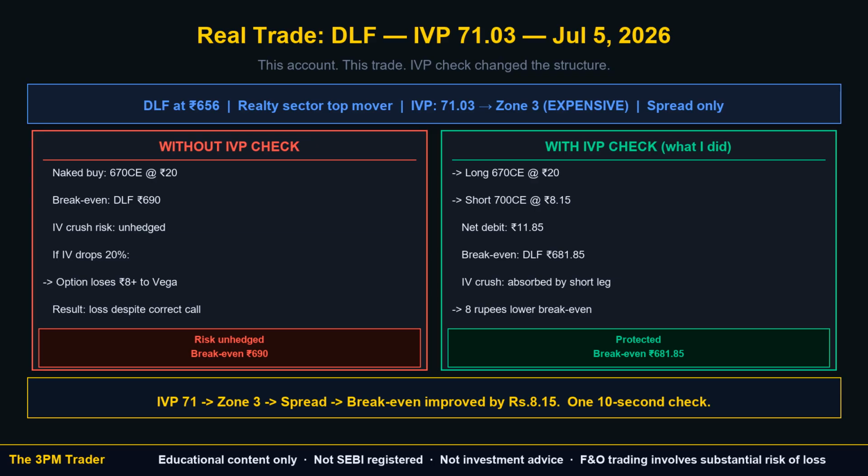I bought 670 call option at 20 rupees and sold 700 call option at 8.15. Net debit 11.85. What changed? Break even dropped from DLF 690 to DLF 681.85, 8 rupees lower. If IV had crushed 20% after entry, the short leg would have absorbed part of that loss. The downside was capped at 1185 regardless of what IV did. One 10-second check, same view, same direction, half the risk on break even. That is IVP at work.